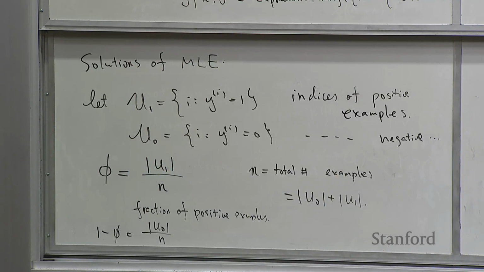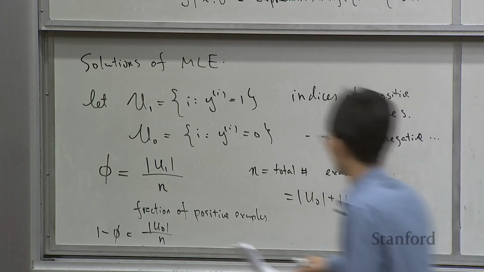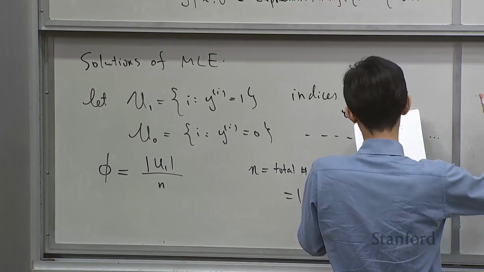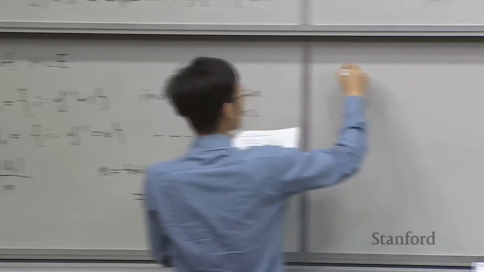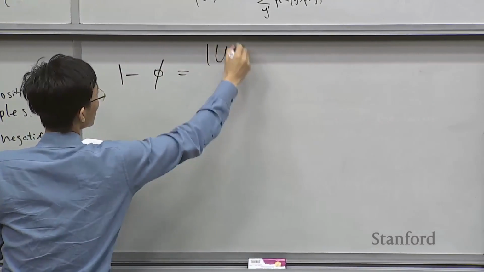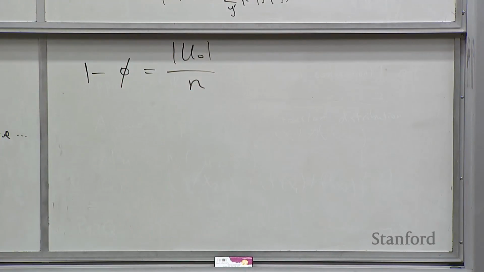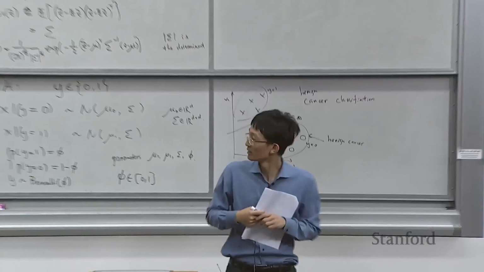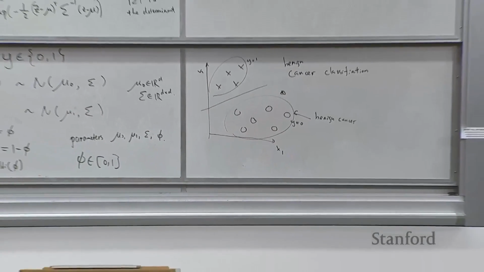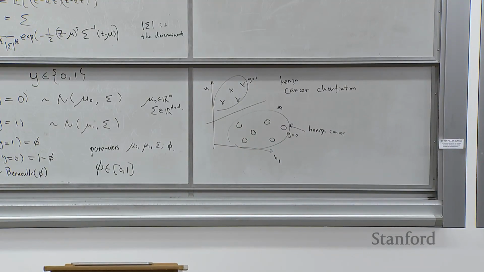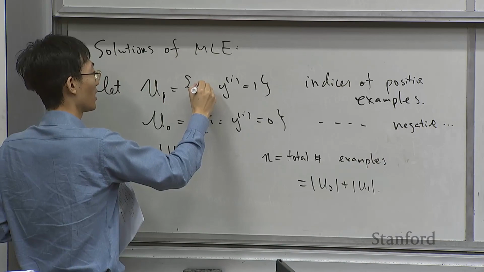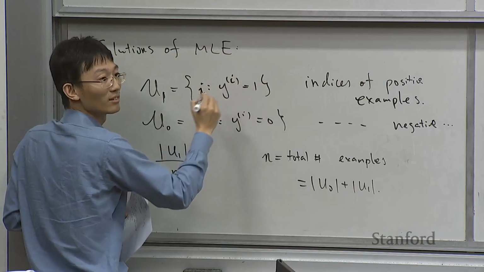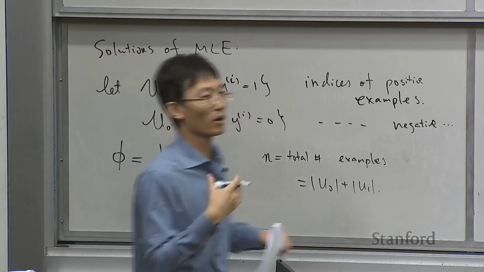Question? How do I remember this? So 1 minus phi is the fraction of negative examples. U sub 1 is the set that contains all the indices such that yi equals 1. So this is the set of indices of positive examples.